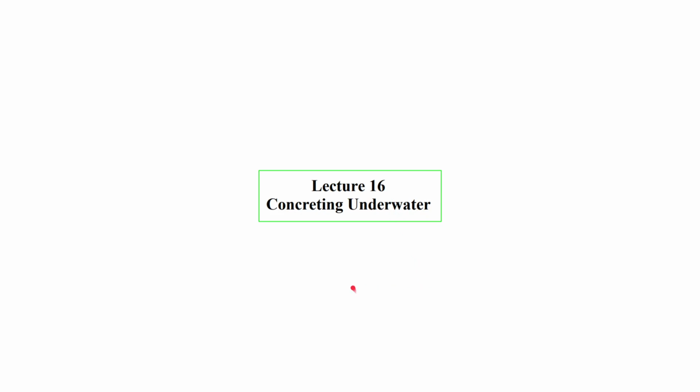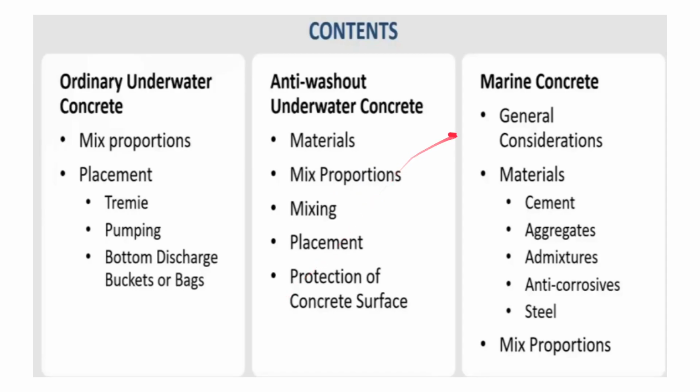Now let us study the other two types. One, as we just studied, is anti-washout, the other is the ordinary, and the third is the marine concrete. For ordinary underwater concrete, the characteristics which differ are mixed proportions, placement, tremie, pumping, bottom discharge, buckets, bags. Anti-washout concrete we just studied: materials, mixed proportions, mixing, placement, protection of concrete surface, and marine concrete. These are the constituents and the specifications.